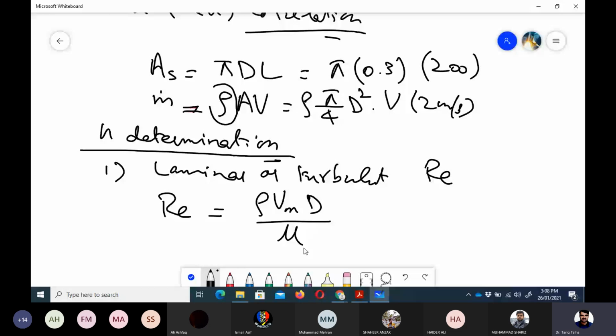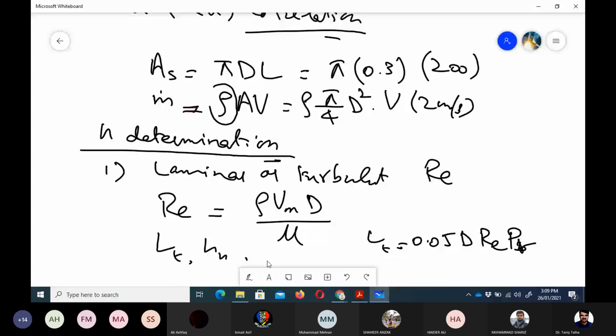Once we get Reynolds number, then we need to see whether we can take it as a fully developed flow or the entrance region flow. For that we need to determine L_T. For the L_T determination, we know the formula: if it is laminar flow, then 0.05 into diameter into Reynolds number into Prandtl number, right?